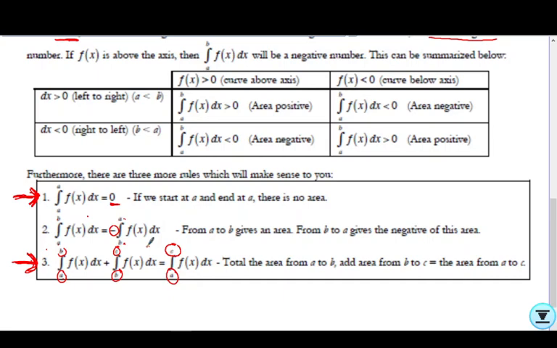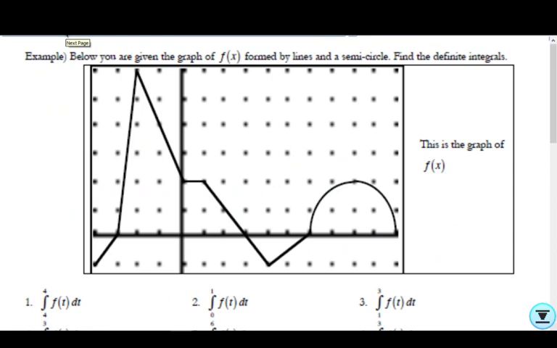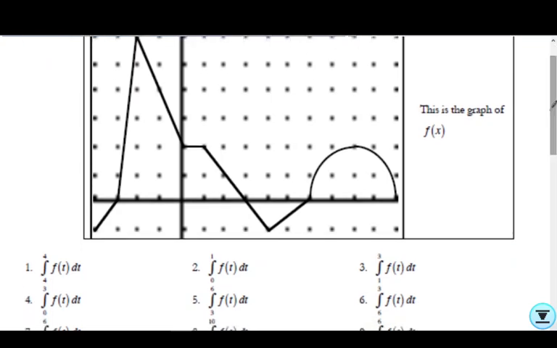So let's do some basic practice using these definitions. Right here, this is our f of x graph. It's formed by some lines and one semicircle. Find the definite integrals that they give us. Number 1, they're asking us to find the area under the curve from 4 to 4. Well, that goes back to what we just talked about. Look, this is 1, 2, 3, 4. If it starts here and ends here, there is 0 area we're talking about.